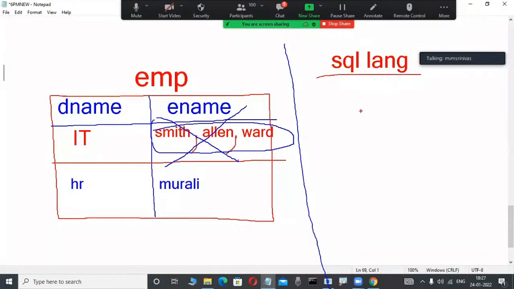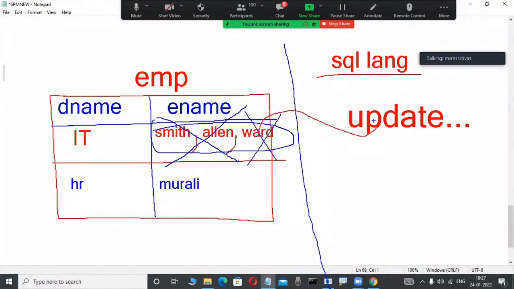What is the problem in this SQL language? Yes, we can represent multiple values separated with commas and create them. Why is it not recommendable? Because of what SQL, the non-procedural language, provides: some commands are there, update, delete, select, insert. Suppose I use the update command in SQL. Through this update command, I try to modify only a single employee, Ward, from these multiple employees. Impossible.